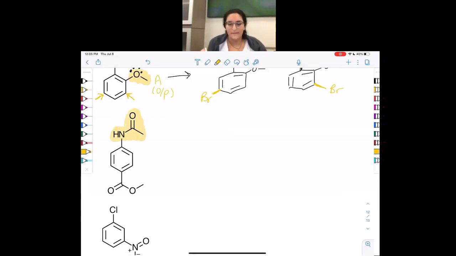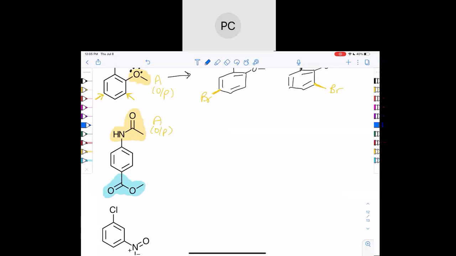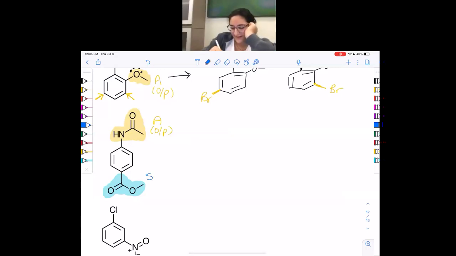What do we think? Activator, heck yeah, orthopara. And now it's attached to the carbonyl. So it's a what? Now it's a weak deactivator. Is it weak or is it strong? Oh, it's a strong weak deactivator. Yes. Okay. I love that you said it like that.